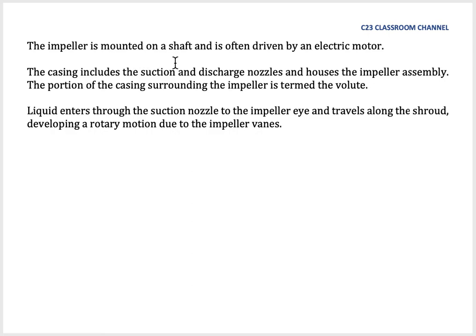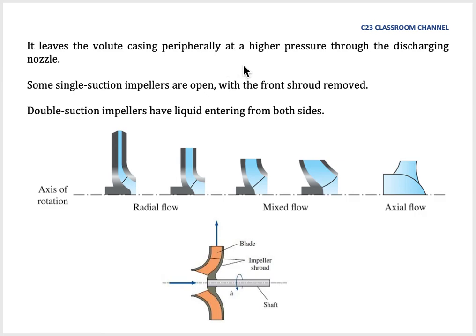The impeller is mounted on a shaft and is often driven by an electric motor. The casing includes the suction and discharge nozzle and houses the impeller assembly. The portion of the casing surrounding the impeller is termed the volute. Liquid enters through the suction nozzle to the impeller eye and travels along the shaft, developing a rotary motion due to the impeller vanes. Volute casing peripherally at a higher pressure through the discharge nozzle. Some single suction impellers are open with the front shroud removed. Double suction impellers have liquid entering from both sides.